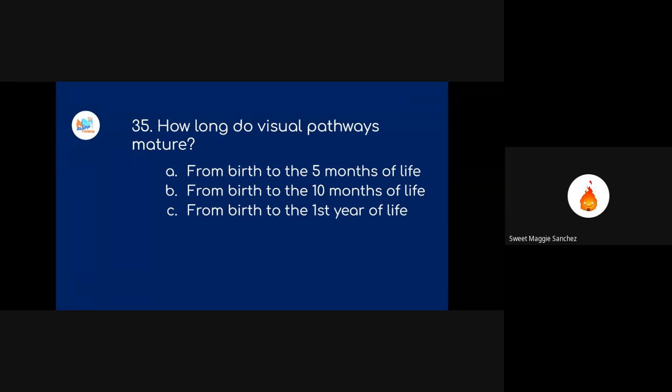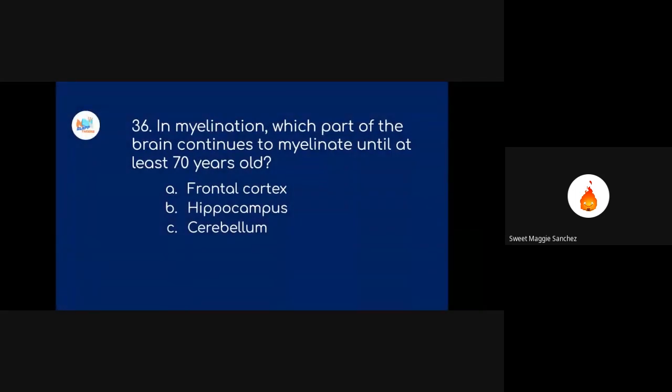Okay, timer stops. Question 36. In myelination, which part of the brain continues to myelinate until at least 70 years old? Is it A, frontal cortex, B, hippocampus, or C, cerebellum?